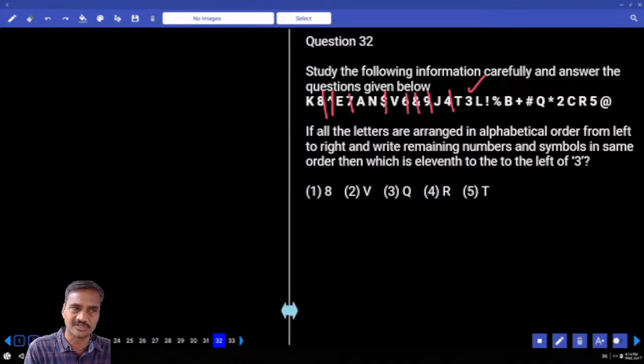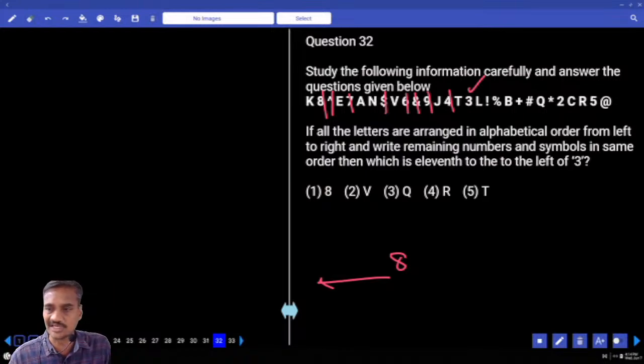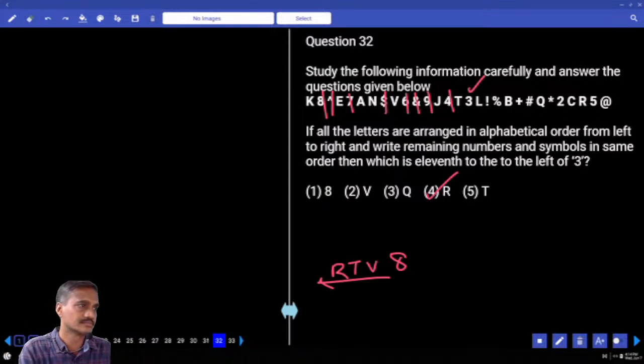Because after the letters are written in the alphabetical order, all the remaining are written in the same order. So many are there? 1, 2, 3, 4, 5, 6, 7, 8. Now we need to have 11. 11th means before this one, all the letters will be written in the alphabetical order. We are moving from right to left, then the letters must be in the descending order. Then which is the highest letter here? Highest letter is V, and before V there is T. And before T, 9, 10, 11, R. R is the answer.